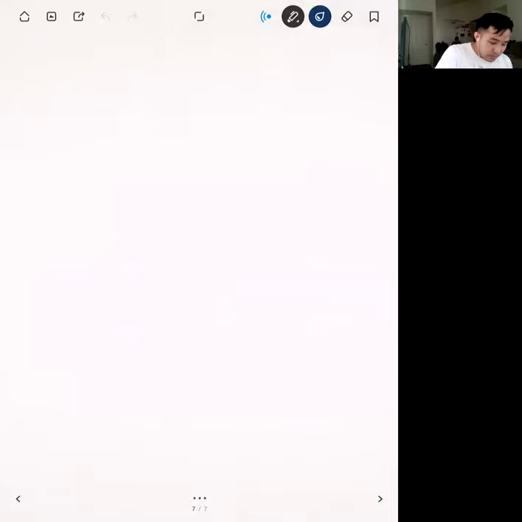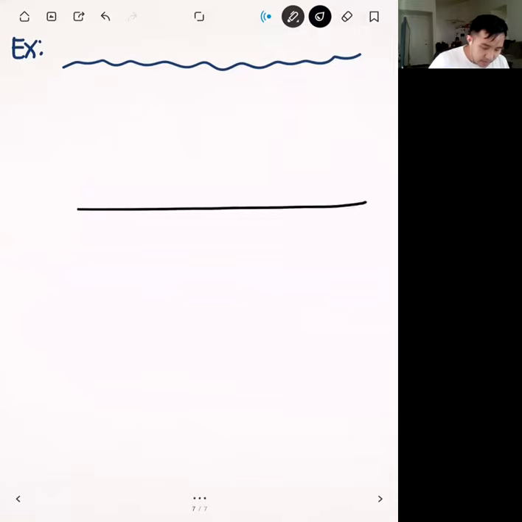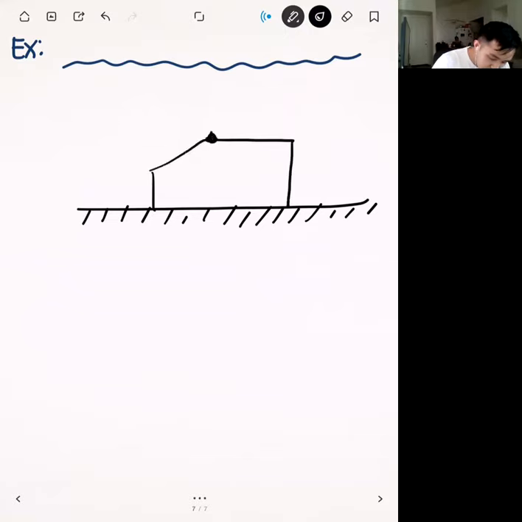So in this example, let's say that we have a static fluid. It looks like this. And in the bottom here, we have an air tank. So let's say this is the bottom of our fluid. We have a tank that looks like this. And so inside the tank, we have air.